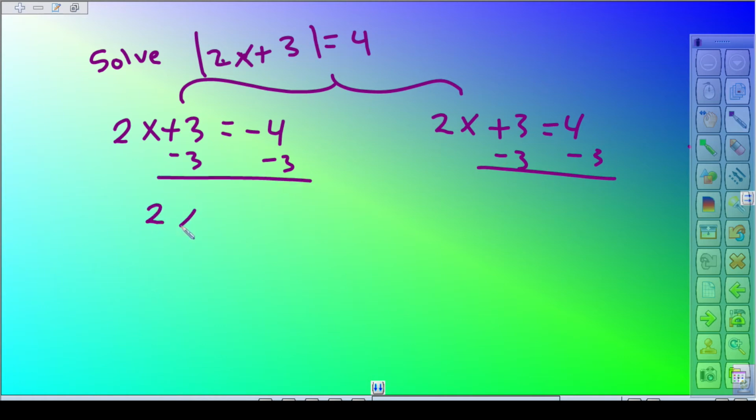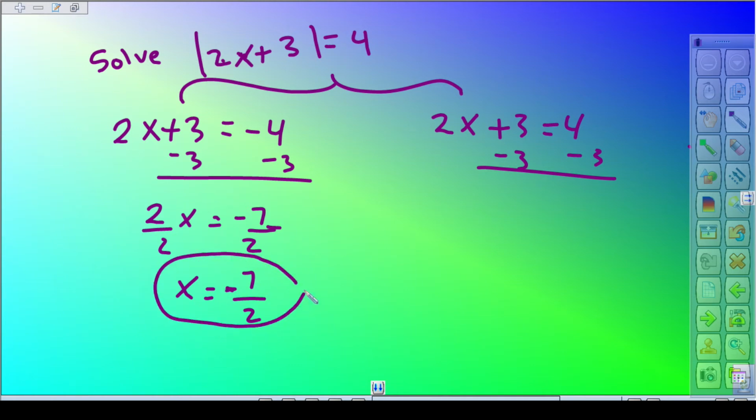So I've got 2x equals negative 7. Divide by 2. x equals negative 7 over 2. So that's one proposed solution, right? The other one is 2x equals 1. Divided by 2, x equals 1/2. So that's also another proposed solution.